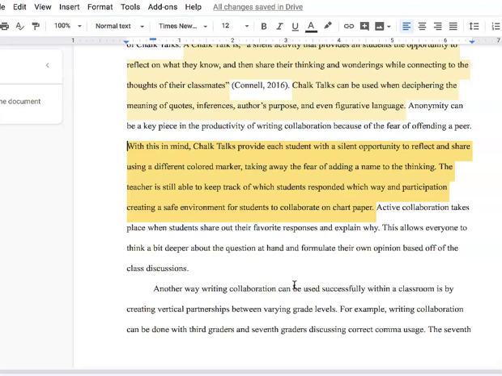I was thinking right away when I read this whether this is done in a whole group or in small group, because I know I wouldn't have a different colored marker for all 23 of my students. So how does the student have a different color if they're in a whole group? And how does the teacher keep track of which student has what colors? Because it does say the teacher is able to keep track of which students responded.